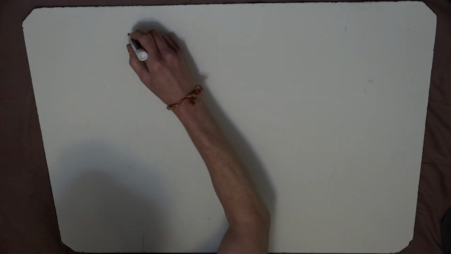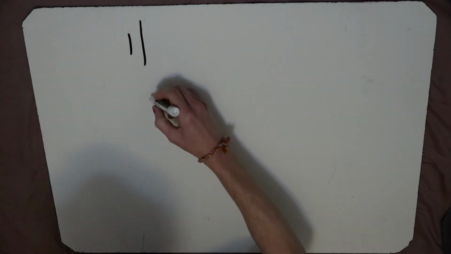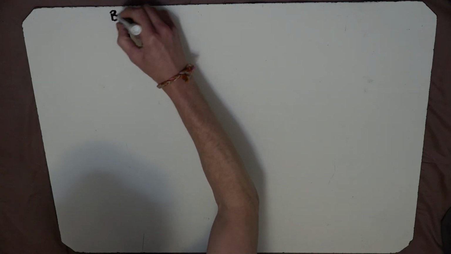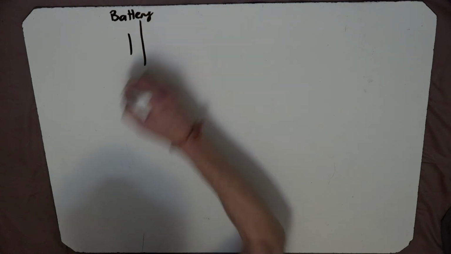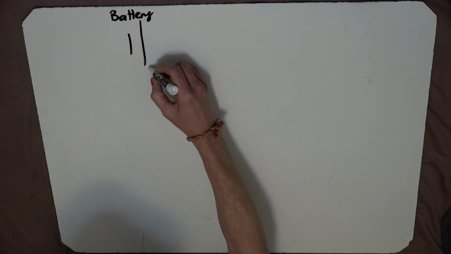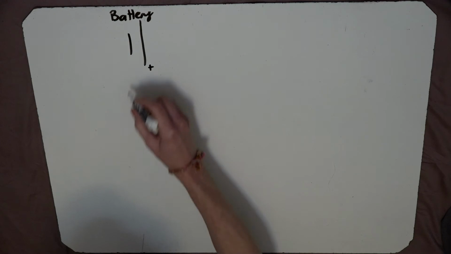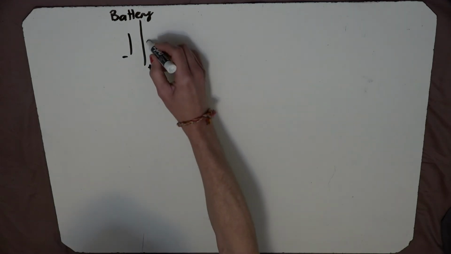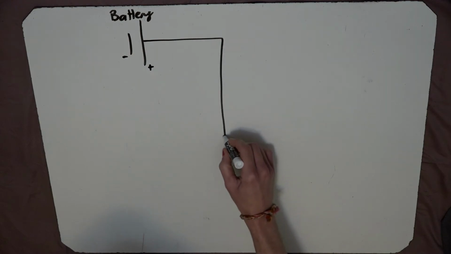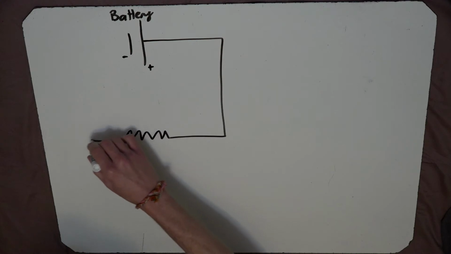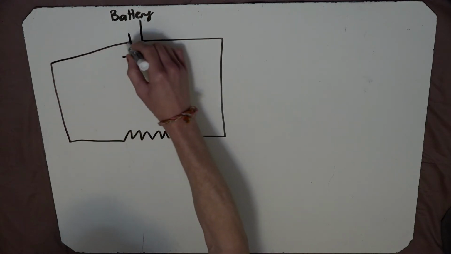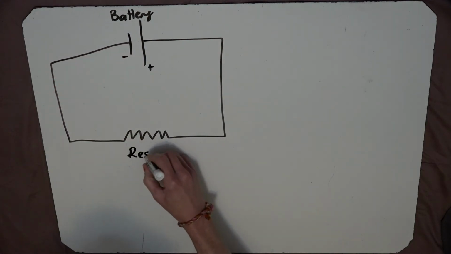We represent electric circuits in the following way. A battery is represented by two lines that are reminiscent of those parallel plates, but the longer line represents the positive side and the shorter line represents the negative side. The wires are just lines, and a resistor is represented by that sawtooth thing over there.